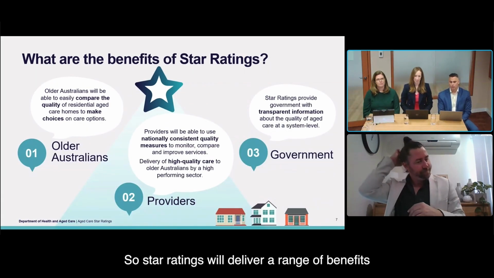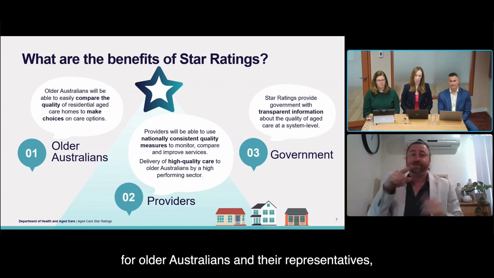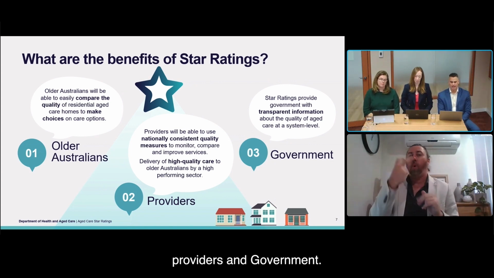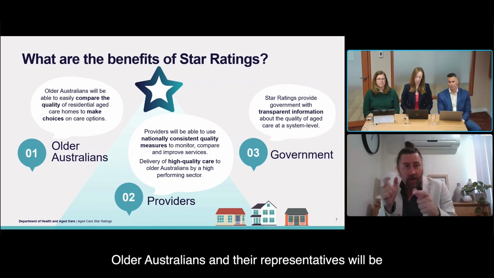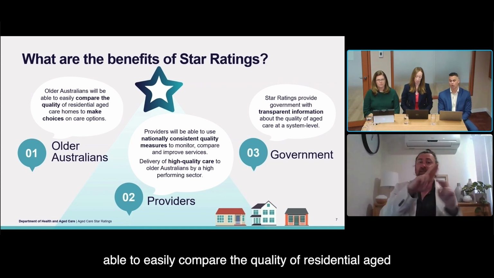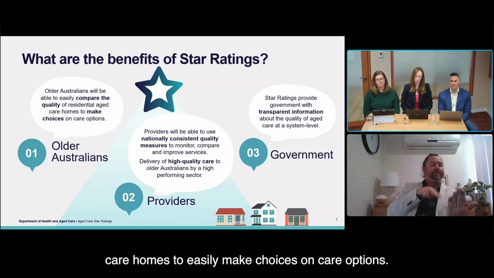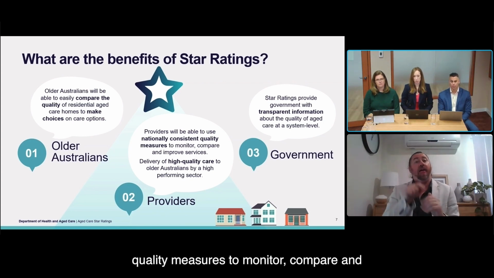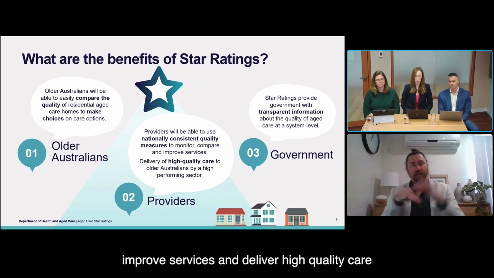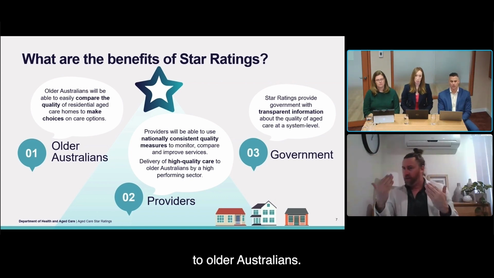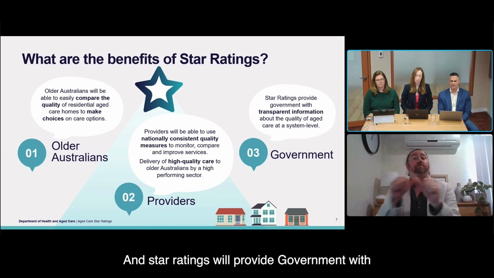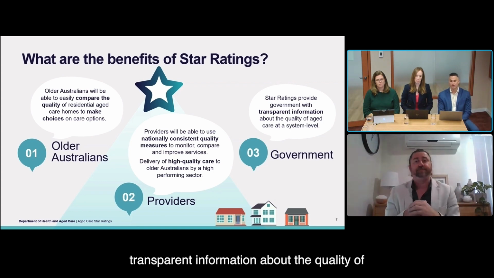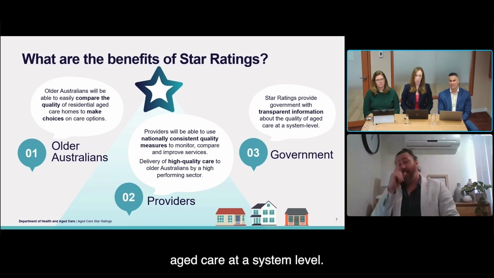So, Star Ratings will deliver a range of benefits for older Australians and their representatives, providers and government. Older Australians and their representatives will be able to easily compare the quality of residential aged care homes to easily make choices on care options. Providers will be able to use nationally consistent quality measures to monitor, compare and improve services and deliver high quality care to older Australians. And Star Ratings will provide government with transparent information about the quality of aged care at a system level.